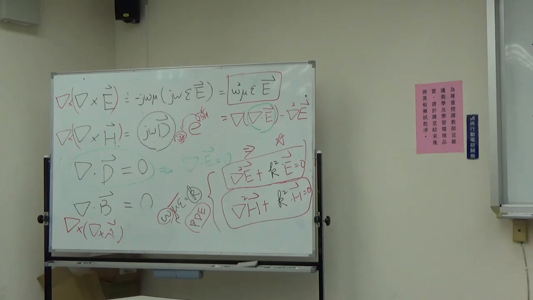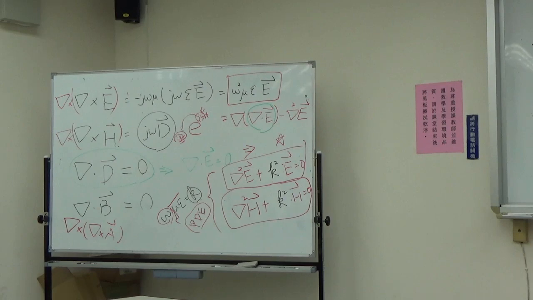You take a curl, you change everything. See, for this part, you can follow the clue. I change here, and then because this is 0, this one disappears. You get these two results, and those two are wave equations. What is the equation of the E field and the H field? And we define K squared equals omega squared times mu epsilon.